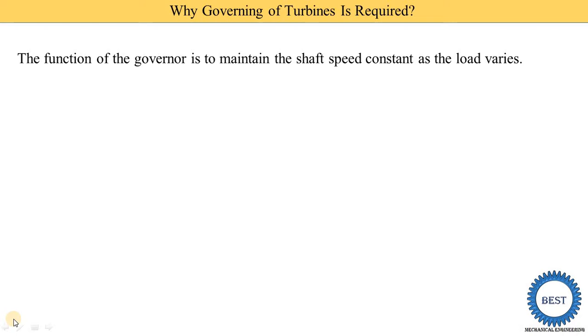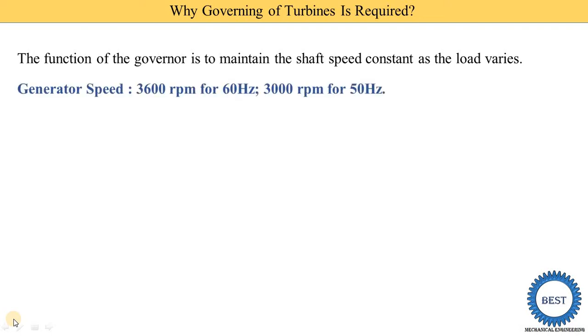So what is the shaft speed? Shaft speed means the shaft speed of the generators. In different countries there are different generator speeds, because the speed of the generator depends on the frequency. In India the electricity is produced at 50 hertz, so the speed of the generator is 3000 rpm. In the USA electricity is produced at 60 hertz, so the speed of the generator is 3600 rpm. So in India we need to maintain the speed of the generator at 3000 rpm.